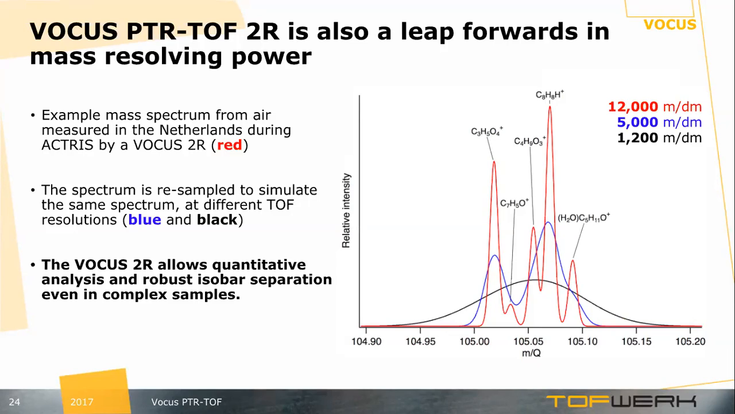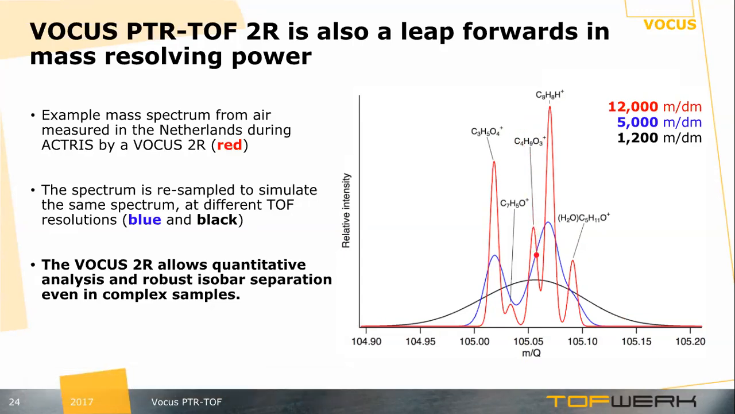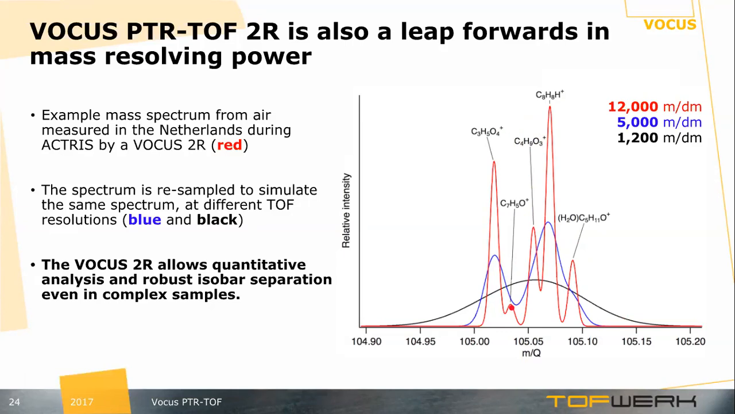For complex samples, like air in the Netherlands, this extra resolving power going up to 12,000 really makes a big difference if you want to quantify individual ions. For example, this composition here would be very difficult to resolve with 5,000 resolution, and this peak here would be near impossible to separate and quantify. So if you're looking at really complex samples, this added resolution can be quite useful.